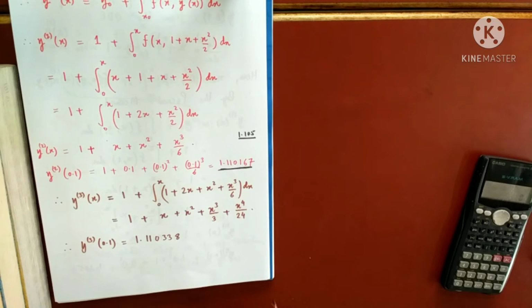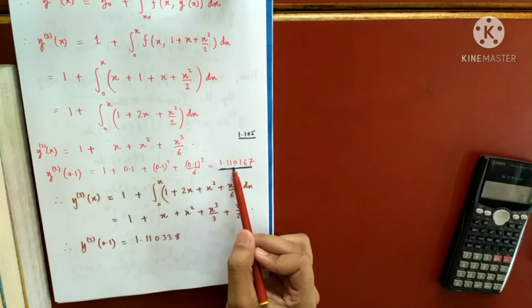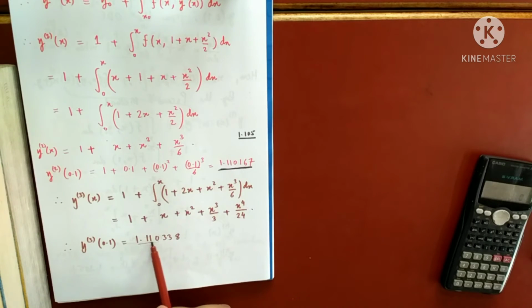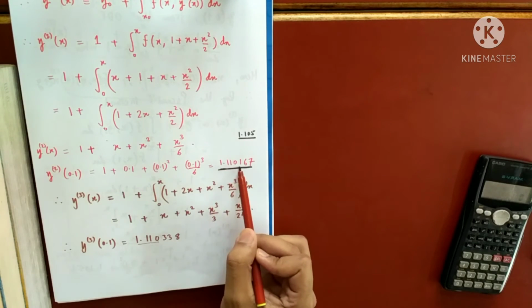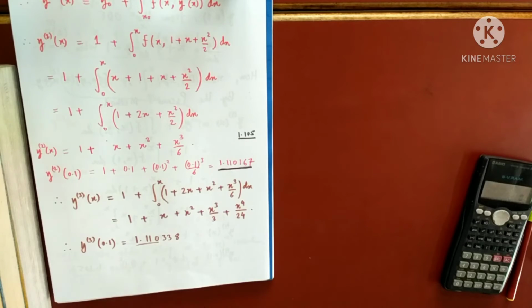Okay, so let's see, are these two the same? Up to how many decimal places are they the same? Up to 3 decimal places they are the same. You see this and this, up to 3 decimal places they are the same. But let's do some more accuracy. This is the fourth approximation. So am I clear with the third approximation?